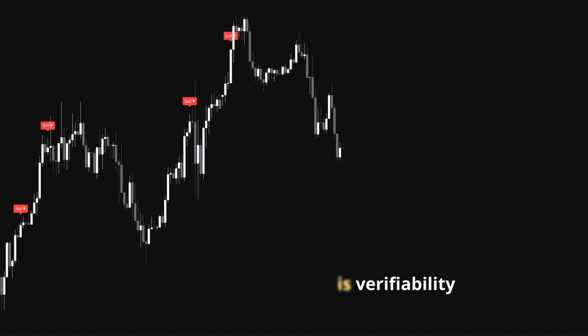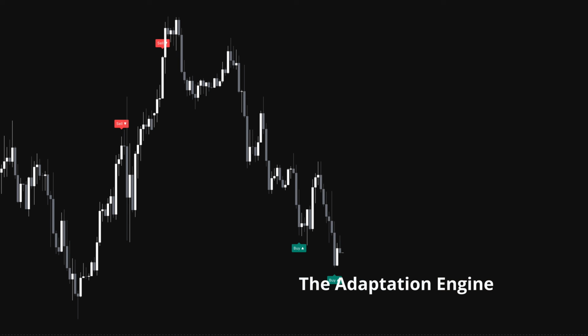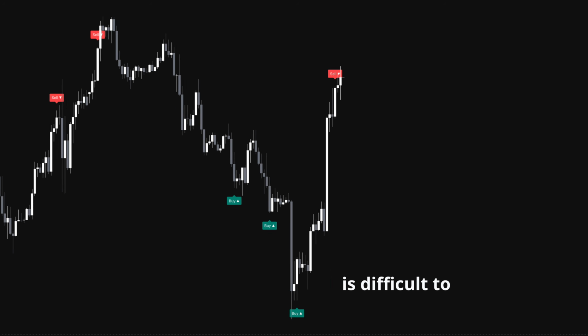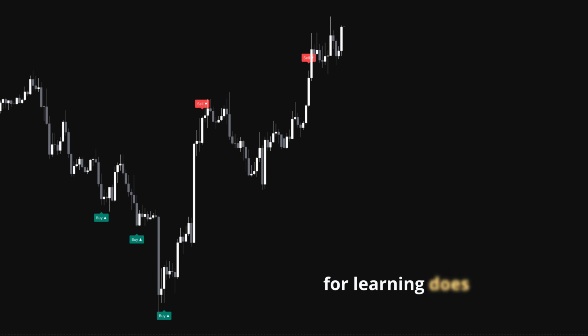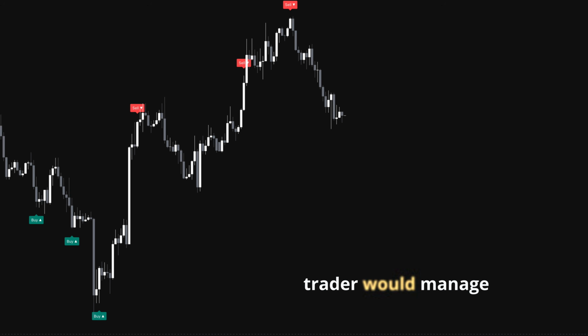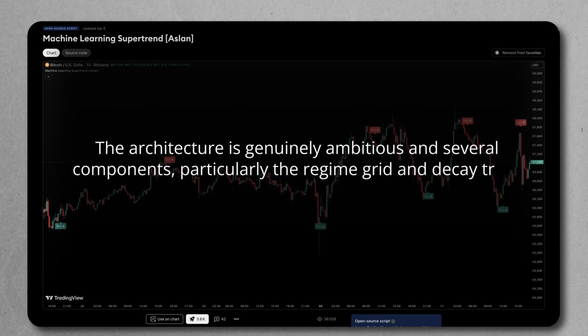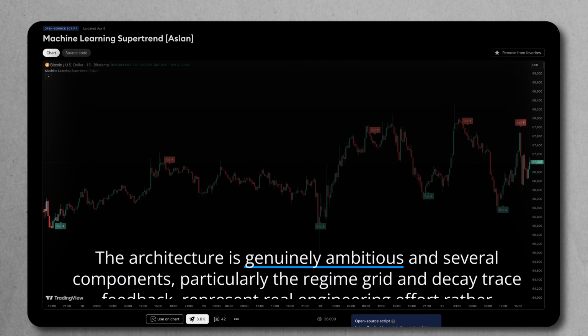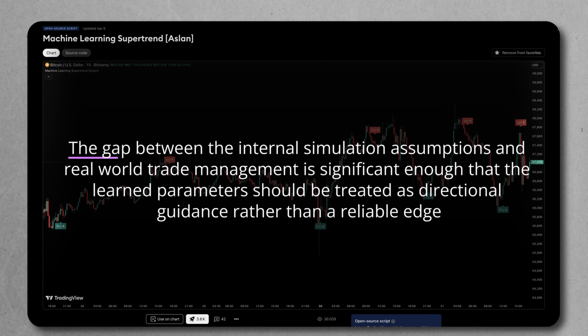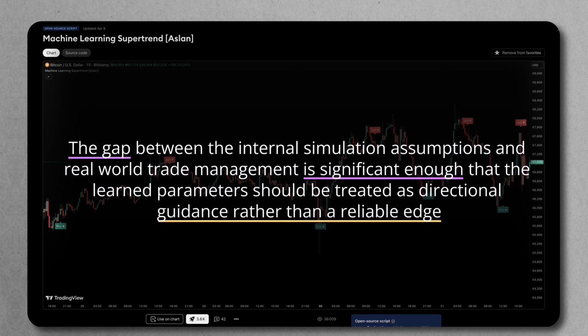The practical limitation is verifiability. The adaptation engine is complex enough that its behavior is difficult to audit on a live chart, and the 5-bar simulated hold used for learning does not correspond to how any real trader would manage a position. The architecture is genuinely ambitious, and several components, particularly the regime grid and decay trace feedback, represent real engineering effort rather than cosmetic complexity. The gap between the internal simulation assumptions and real-world trade management is significant enough that the learned parameters should be treated as directional guidance rather than a reliable edge.